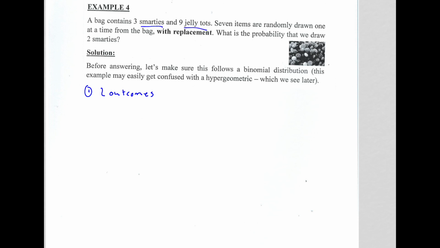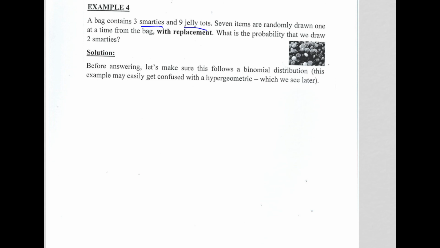And the 2 outcomes are a Smartie or a Jelly Tot. Secondly, as I've already said, there is replacement, so that means that it's looking like it's binomial. And also, we know that they're independent of one another, because if you take 7 items and you replace each one before you take the next one, the probabilities are going to be the same. They're also mutually exclusive because you can't take out a Smartie and a Jelly Tot at once. You're only taking one at a time. So it's either going to be a Smartie or a Jelly Tot, and there's nothing else that we can take out of the bag. So because of those, these probabilities are going to be binomial.